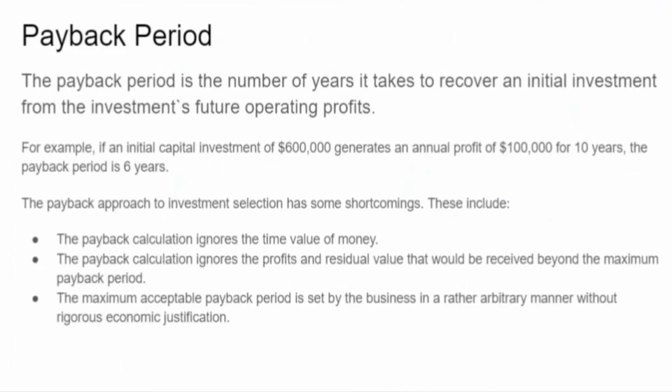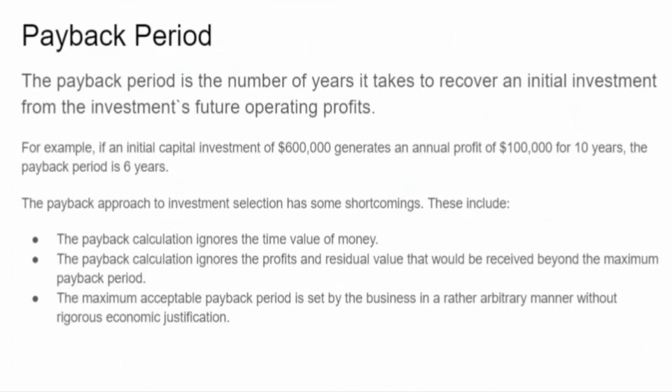Okay, topic 4 looks at the payback period. And the payback period is a pretty simple little calculation as well. All we're trying to do there is figure out how long it takes to pay an investment back. So the payback period is the number of years it takes to recover the initial investment you made. For example, if the initial capital investment is $600,000 and generates an annual profit of $100,000 for 10 years, the payback period is 6 years.